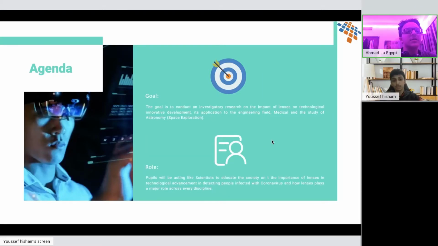We're going to take this goal, aim high, and give you our best efforts, and we put our time into this. And our role in this performance task is to tell you what lenses are for, how we use them in our modern time, and how they help us through our problems.